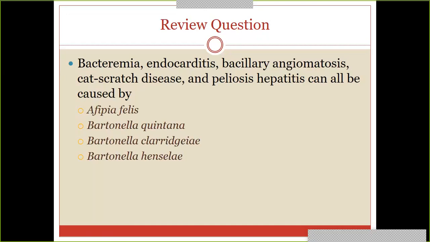Afipia felis. We didn't discuss that because it's not very commonly seen. But the felis, for cat, feline, is also known to cause cat scratch. But it's one of the Bartonellas as the answer to this. It's the peliosis hepatis that separates it apart. I'm not going to have that on the test, so don't worry about it. I just can't remember if it's Quintana or Henselae, and I'm going to have to double check it.